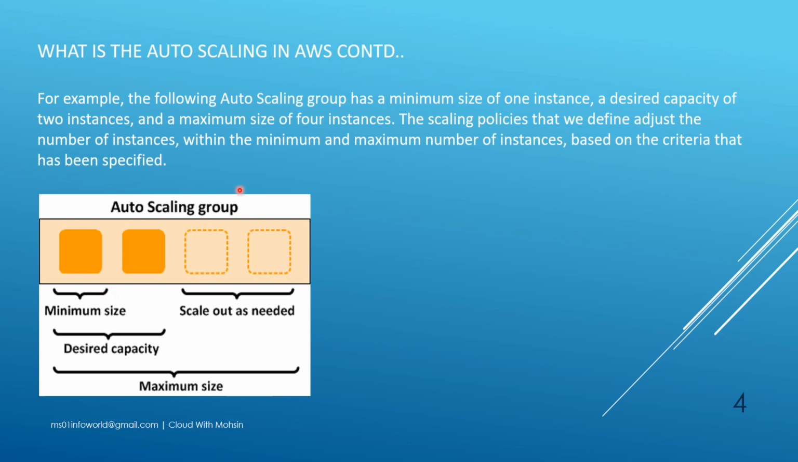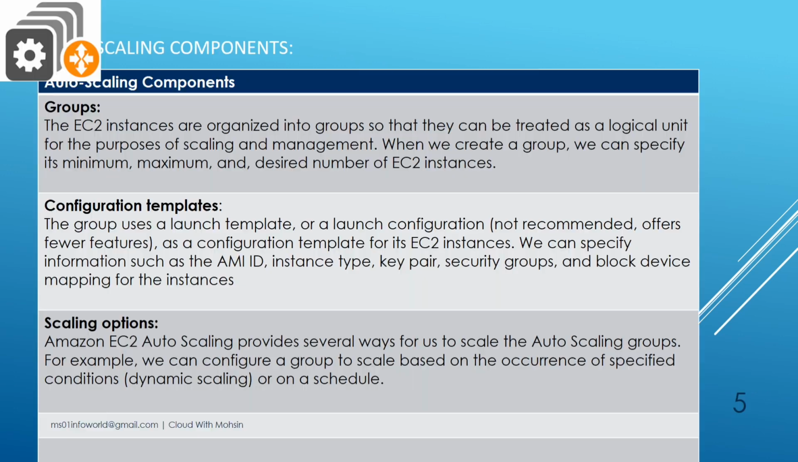So if the traffic increases, the maximum of 4 EC2 instances will be launched, and the minimum will be 1. When the traffic goes down, it will run on the desired capacity, say 2 instances. From 4 it will reduce to 2, and it will always ensure a minimum of 1 EC2 instance is running. So your application will always run. That is the main intention and main usage of auto scaling.